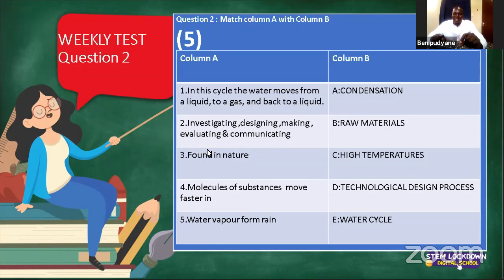Number 4, molecules of a substance move faster in what? Number C, in high temperature. Number 4, the answer is C. Then number 5, water vapor forms rain in condensation. Condensation is the process that happens when water vapor forms the rain. That is question 2. Let's move to the next question.